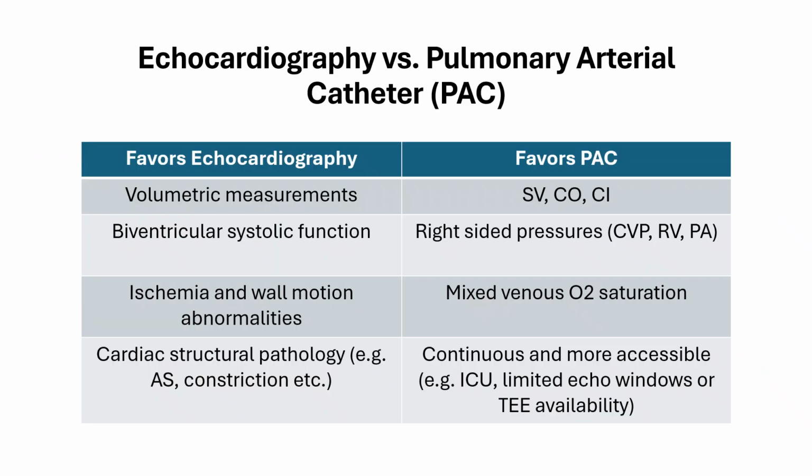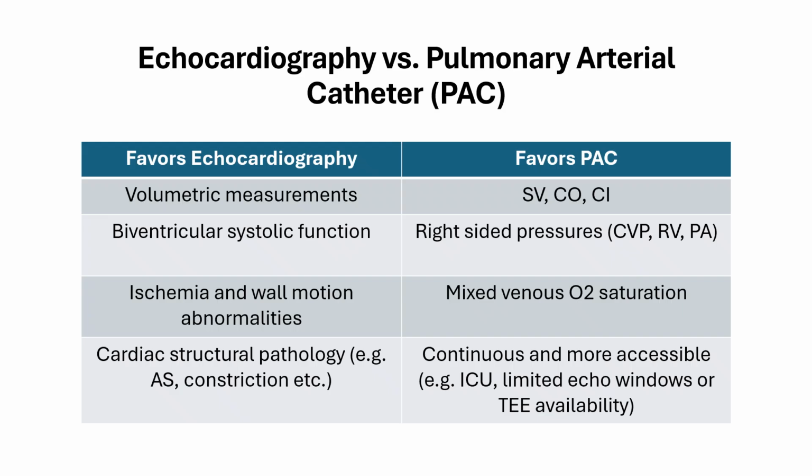So let's compare the performance of echocardiography to a pulmonary arterial catheter. Most of these techniques and modalities provide very important information and should be viewed as complementary to each other. Things which are in favor for echo include volumetric measurements, such as, for example, diastolic and systolic area of the ventricles, biventricular systolic function, detection of ischemia and wall motion abnormalities, and assessment of a cardiac structural pathology, such as, for example, aortic stenosis and constrictive pericarditis.